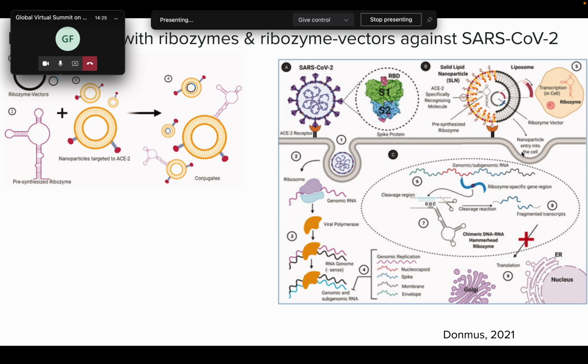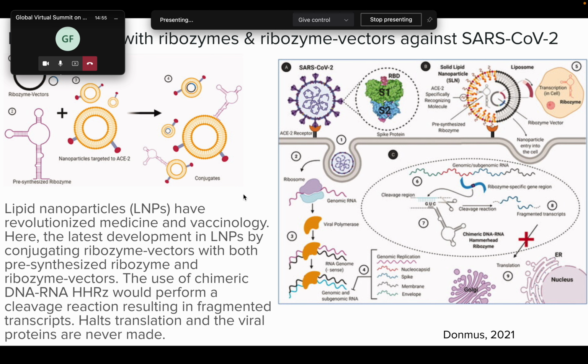So the nanoparticle enters the cell with the ACE2-specific recognizing molecule, and the ribozyme-specific gene region or genomic and subgenomic RNA is read. So you have a cleavage reaction with the ribozyme chimera, a DNA-RNA hammerhead ribozyme, whose secondary structure you saw, actually cleaving and making this cleavage reaction, which results in fragmented transcripts. So this halts transcription. Again, the lipid nanoparticles have revolutionized medicine and vaccinology.